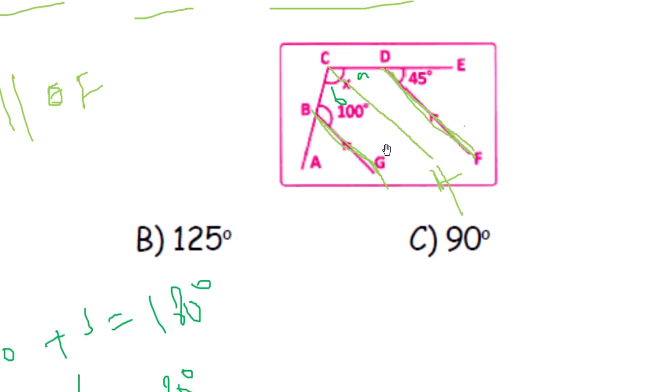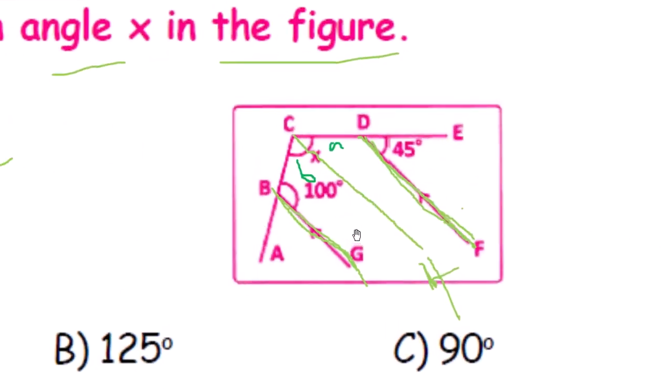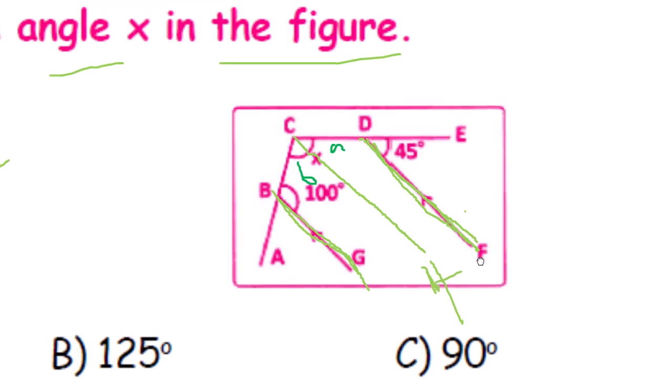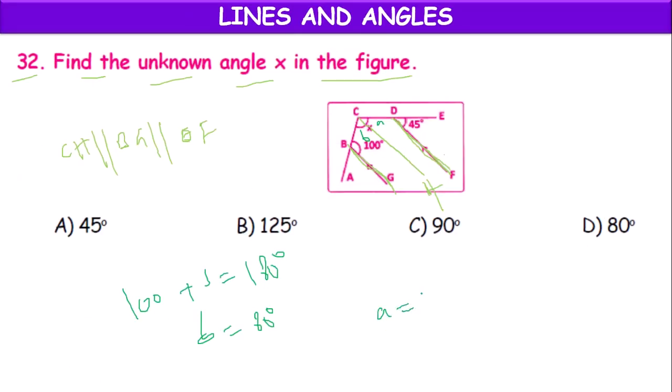In the same way, this angle A and this 45, because CH and DE are parallel lines and CE is the transversal, this angle A and angle 45, they will make corresponding angles pair which are equal. So A value equal to 45 degrees.